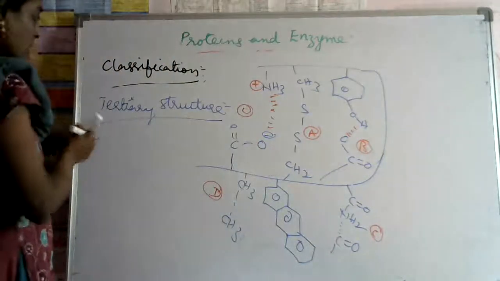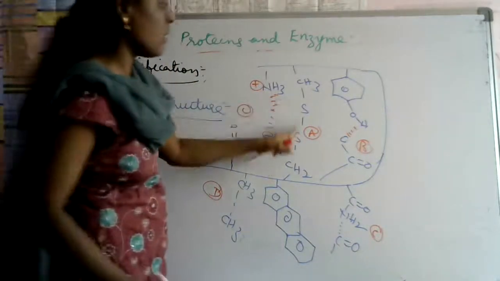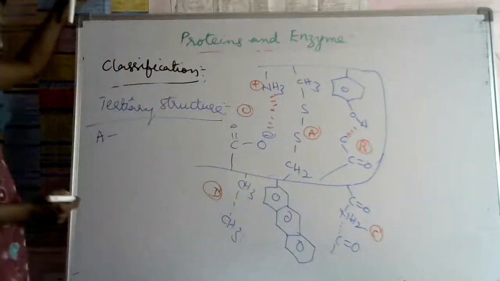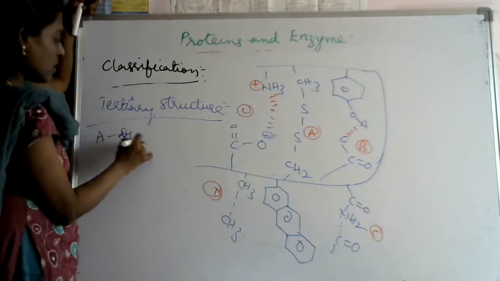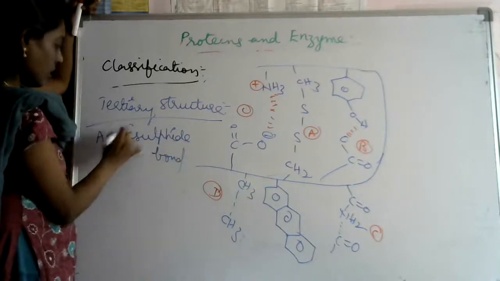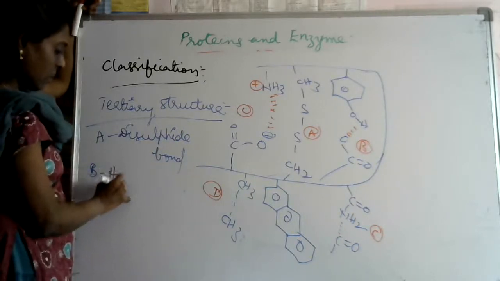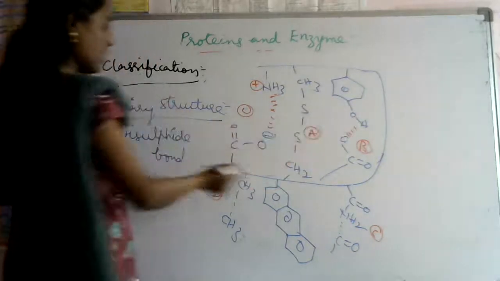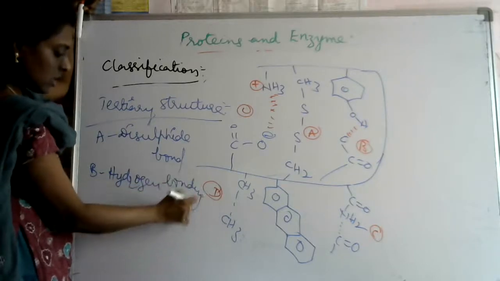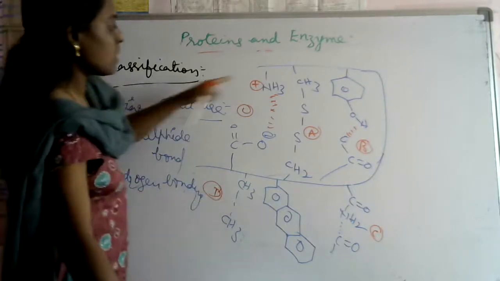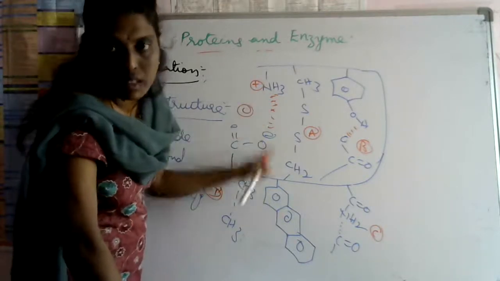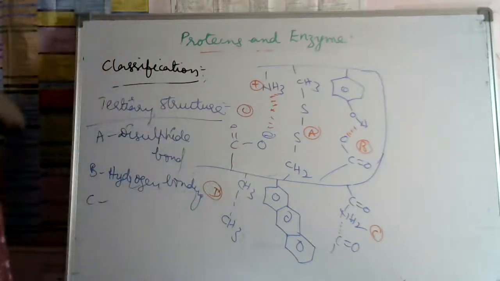So what is here? A is a disulfide bond, because here there is a bond present between sulfur and sulfur. That's why it is called a disulfide bond. B is hydrogen bond. Hydrogen bonding is there. C is ionic bond, because there is a plus-minus interaction between this ammonium and this carboxylate ion. So plus and minus, that's why it is an ionic bond.